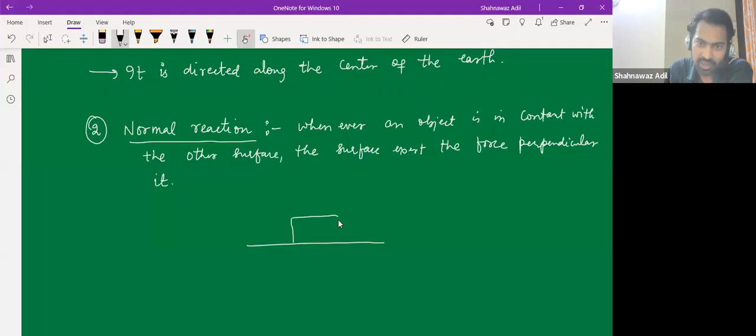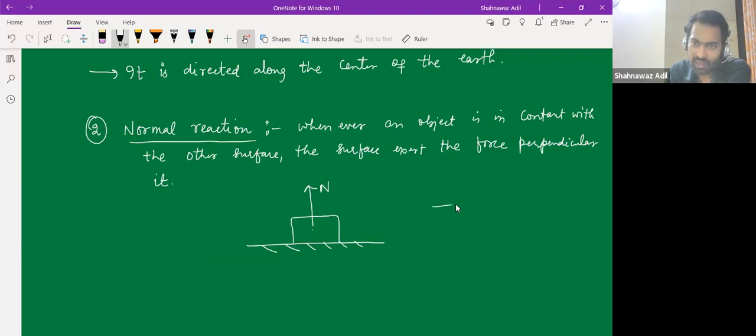Okay. So did you guys get the idea of the normal reaction? Yes, sir. Okay. So let's say that we have an object which is kept like this, right? This is in contact with this surface, right? So this will experience some force in the upward direction. This is what we call the normal reaction. Clear? Yes, sir.